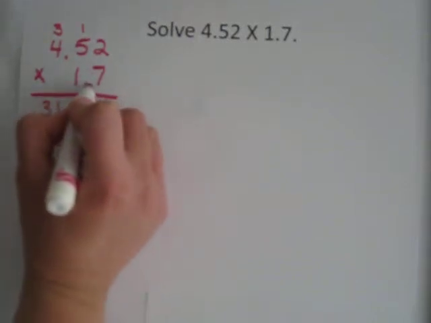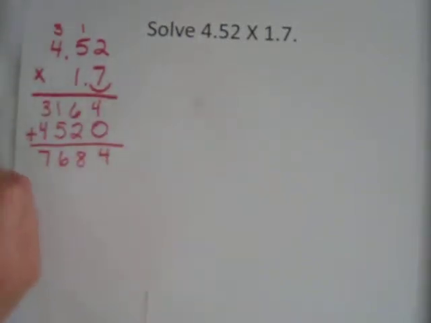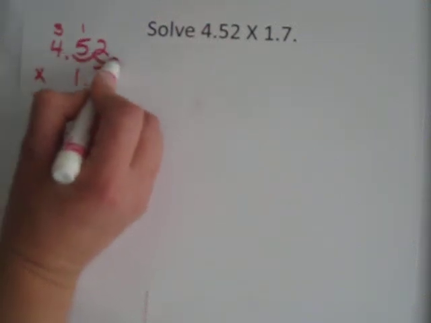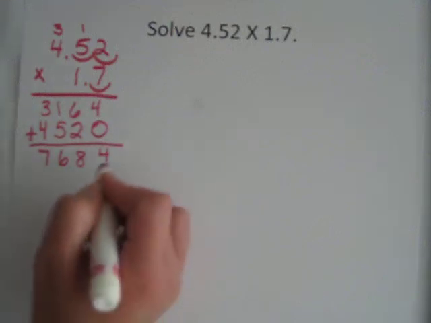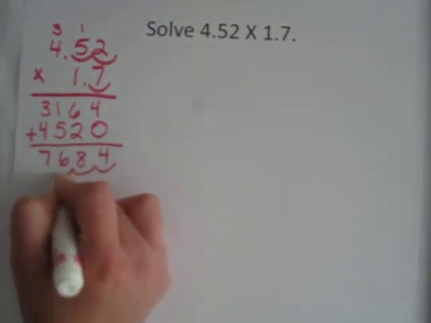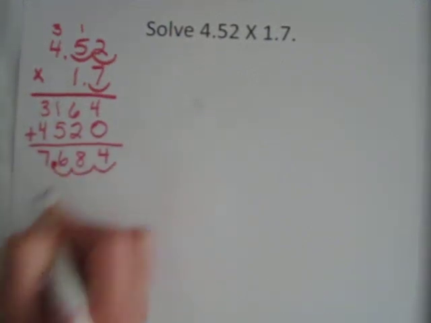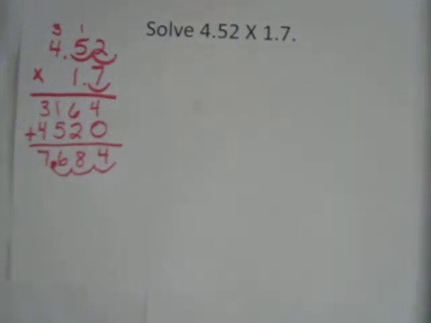Here we have 1 number after the decimal, here we have 2 numbers after the decimal. So that's a total of 1, 2, 3 numbers after the decimal. So we're going to scoop 1, 2, 3 places to have 3 numbers in our answer after our decimal. So our answer is 7 and 684 thousandths.